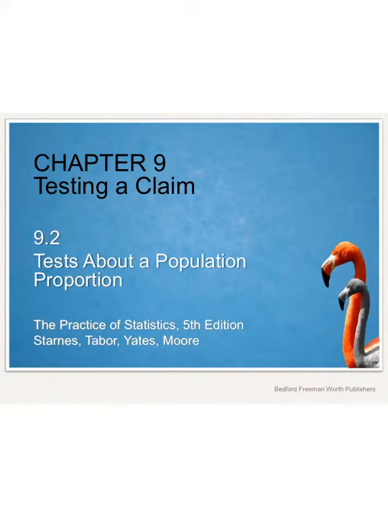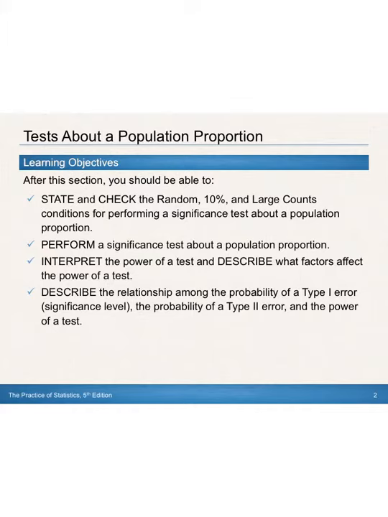So this is the second part of 9.2, but everything I'm going to talk about in terms of the power of the test stands true for significance tests with proportions as well as significance tests with means, which is 9.3. So we're specifically going to be looking at these things that have to do with the power of the test, what factors affect it, and what it means.